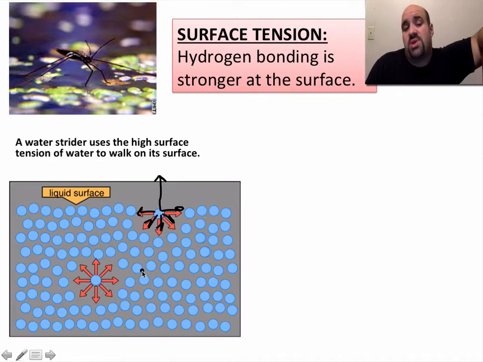All water molecules are generally going to be attracted to one another. And in order for this to boil, it has to overcome the fact that this water molecule is being pulled down by water underneath it. So that's another impact on boiling point.